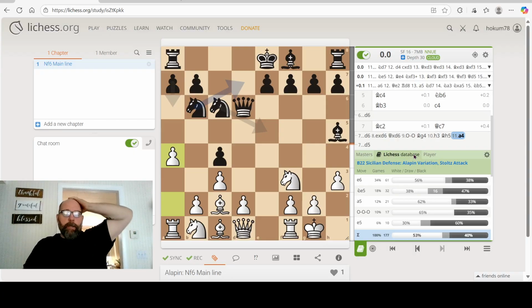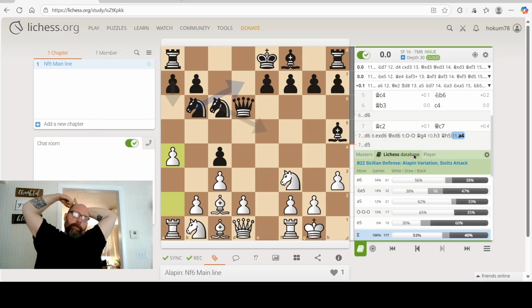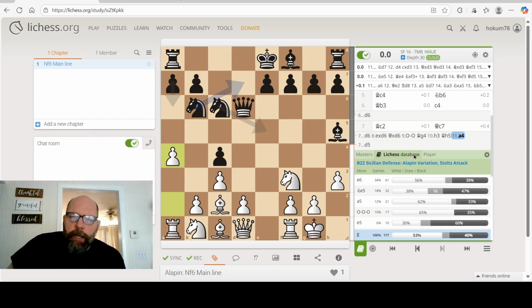Can they castle queenside here? I can't imagine castling queenside would be all that great because you're going to play b3. You're going to have that open file. So yeah, no, this is pretty interesting. So probably knight e5 would be the most testing. So they're saying e6 is the most common move. I would say knight e5 is the one you're going to have to look at the most, though.